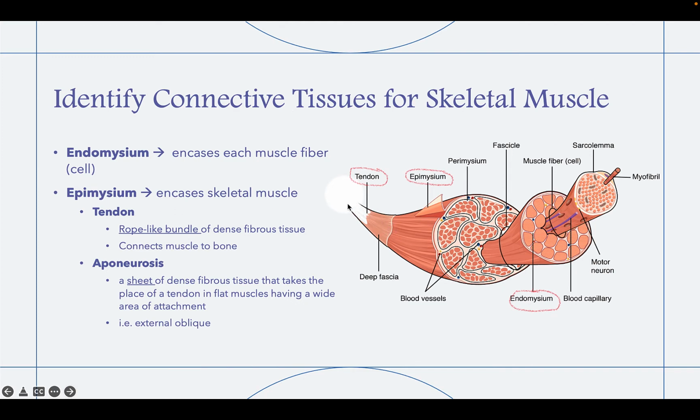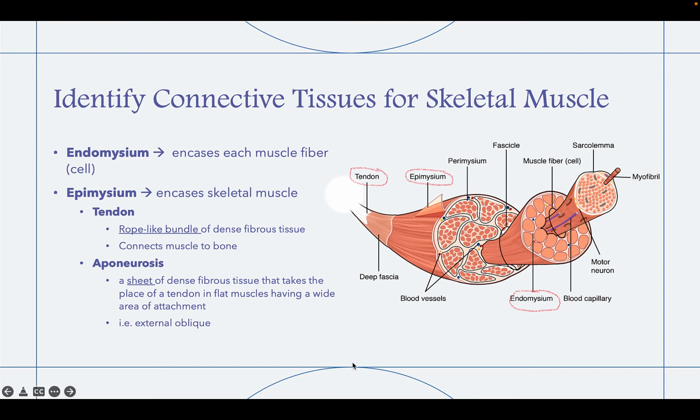This tendon would then be connected to a bone. So say your biceps being connected via a tendon to your humerus. Okay, so we'll see tendons connecting muscles to bones. And they're very much a rope-like bundle of dense fibrous tissue. And then we have these aponeuroses. So aponeuroses are basically like tendons, but rather than a rope-like bundle, it's a sheet of this dense fibrous tissue.